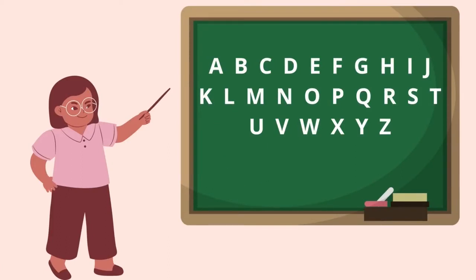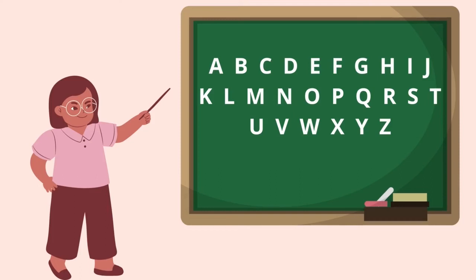And now once again, A, B, C, D, E, F, G, H, I, J, K, L, M, N, O, P, Q, R, S, T, U, V, W, X, Y, and Z or Z. This was the complete English alphabet.